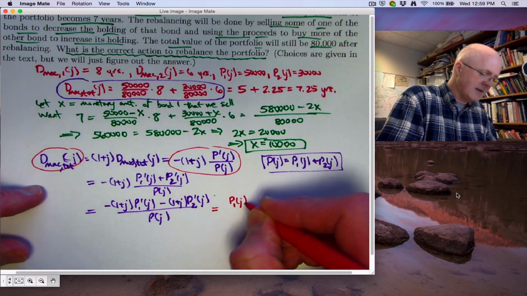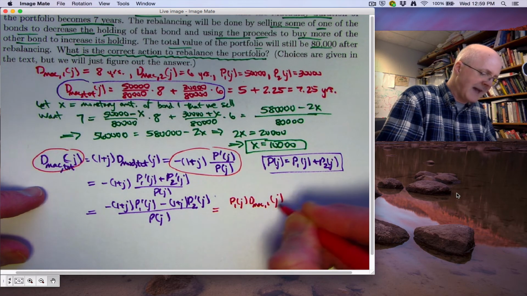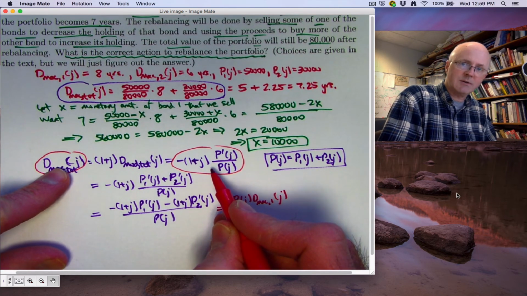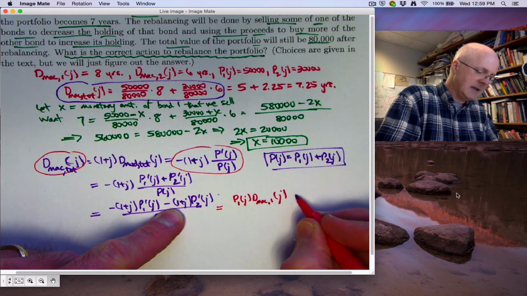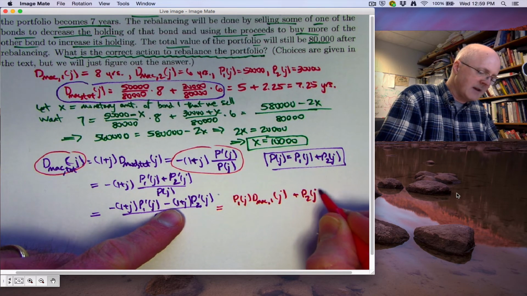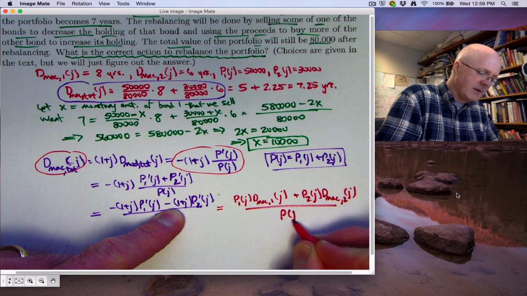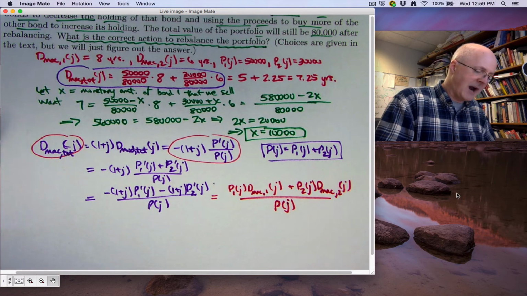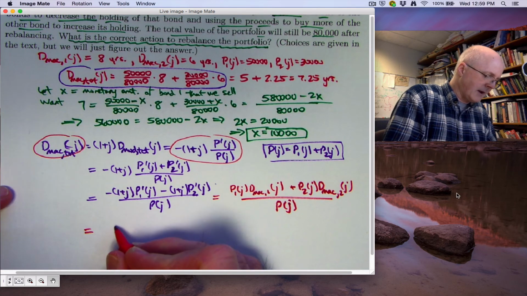P1 of j times the Macaulay duration of bond 1 of j. That product equals this right here. Same reasoning as what you see up here. And then this product, negative 1 plus j times P2 prime of j, equals P2 of j times the Macaulay duration of bond 2. And now we are getting very close to being done. This is a fraction where the top is a sum. I can break it into two fractions. Let me write it like this.